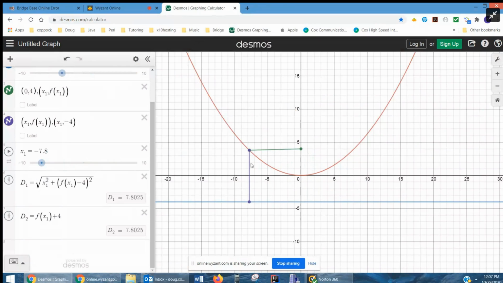And to find this distance right here, the purple distance, that's just a vertical distance. So it's just the change in y. So the distance from this y coordinate here to the line y = -4 is y minus -4, or y + 4. So if you focus on these two distances, d sub 1 is the green segment, d sub 2 is the vertical segment. Now I don't care where I put x sub 1, those distances are equal. So that point is on the parabola.